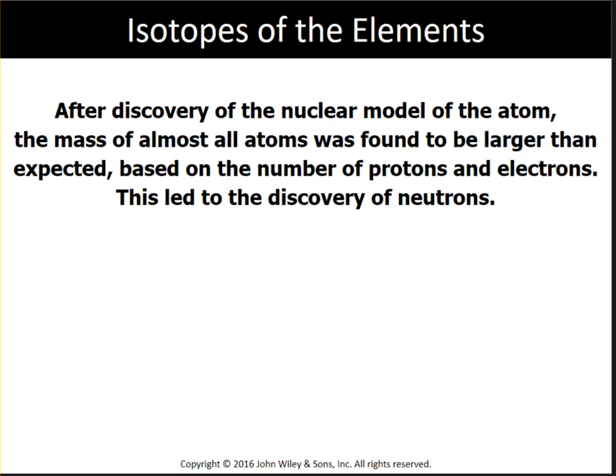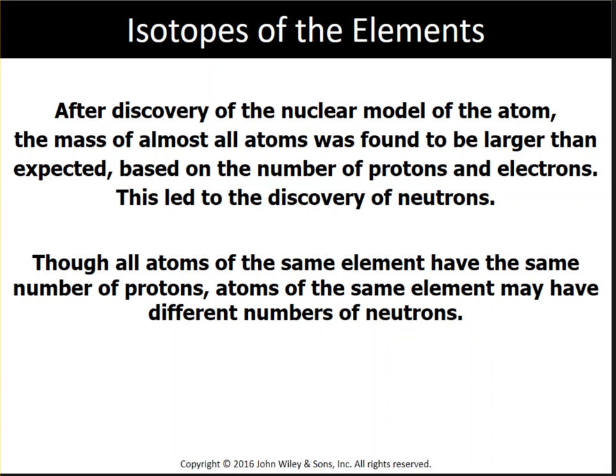So how neutrons were discovered was that scientists found elements that had the same number of protons, but they didn't have the same mass. Since they didn't have the same mass, scientists concluded that there should be another particle in the atom that has no charge, but only adds to the mass of the atom. So they called that the neutron, and they discovered that neutrons reside in the nucleus with the protons.